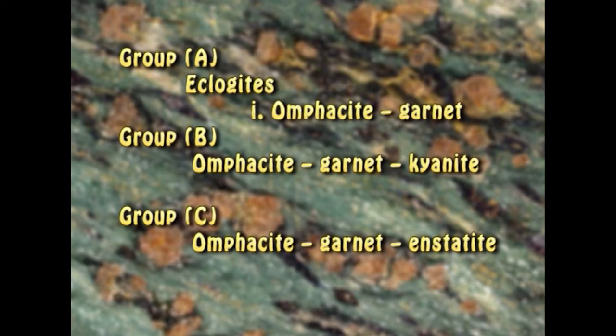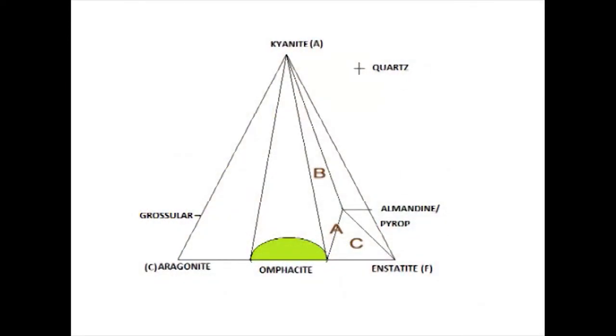Mineral assemblages. On the basis of common assemblages, we can observe three types of eclogites. Group A eclogites contain omphacite and garnet. Group B contain omphacite, garnet, kyanite, and group C contain omphacite, garnet, enstatite. If you see the triangular ACF diagram on the screen, we can observe all the three categories, that is group A, B and C, on the basis of different tie lines, that is omphacite garnet, omphacite garnet kyanite and omphacite garnet enstatite.